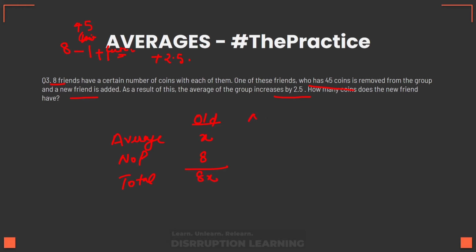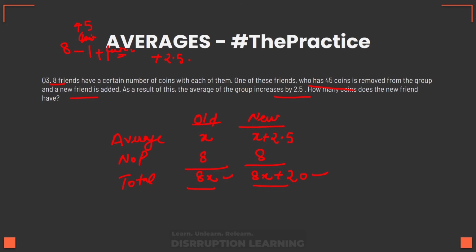As per the new statement, the average has increased by 2.5. The number of people is still 8. So the total is going to be 8x plus 8 into 2.5, which is 20. So this was the old total. This is the new total.